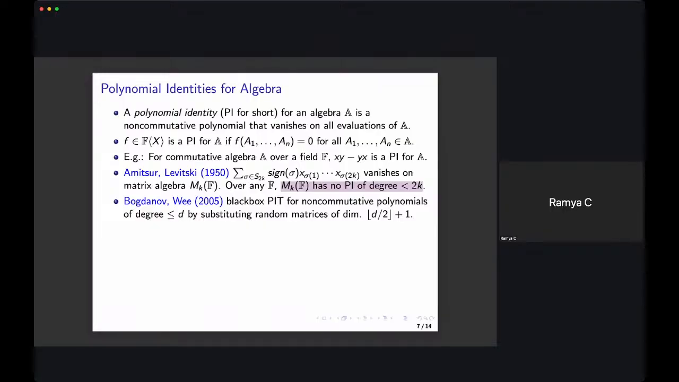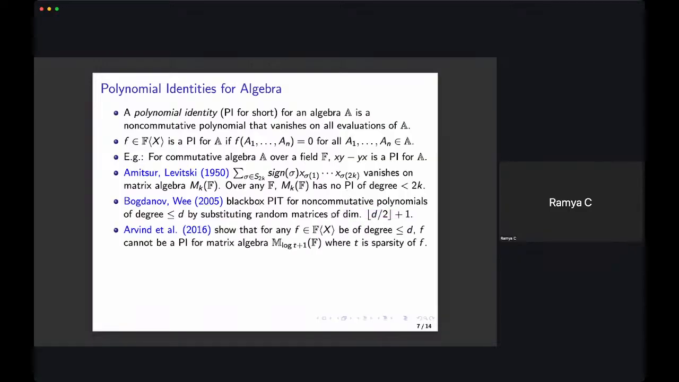And if you stare a little closer at this characterization, this will tell you that if you have a non-commutative polynomial of degree at most t, then it cannot vanish on the matrix algebra where the dimension of the matrices is like t/2 plus 1. So then you can exploit this fact by substituting random matrices of this dimension and obtain a black box PIT algorithm. And there has been considerable work on non-commutative PIT using this kind of an approach of using polynomial identities.